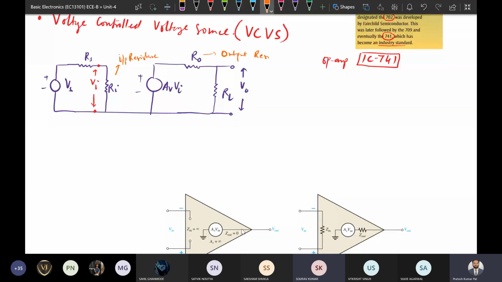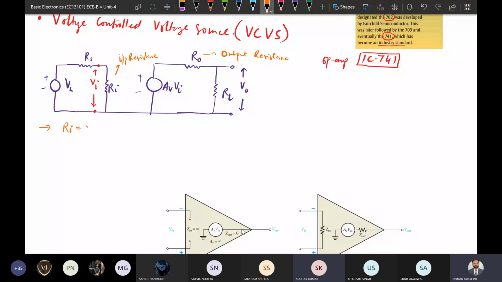So suppose this gain is there, AV, that is the gain of the voltage amplifier. If we consider the case, as we said, the operational amplifier is a voltage amplifier, and there the input resistance is very high. So suppose it is an ideal one, and the input resistance is infinity.